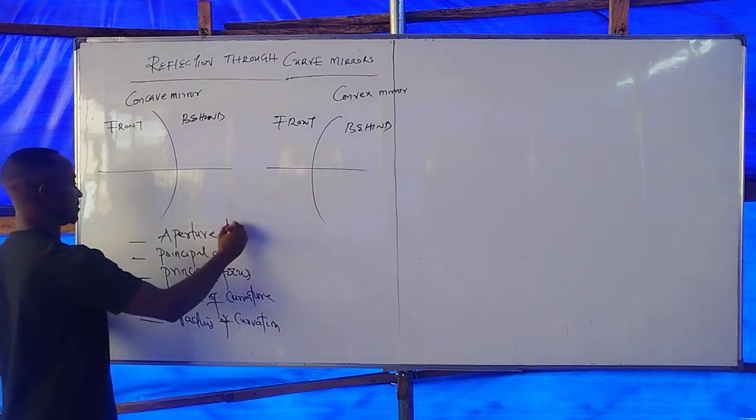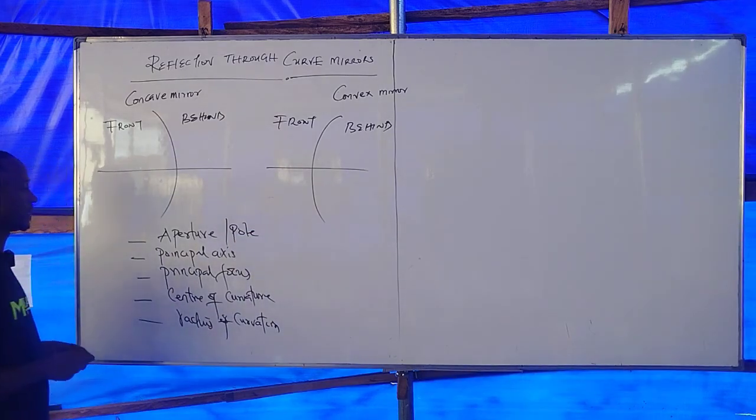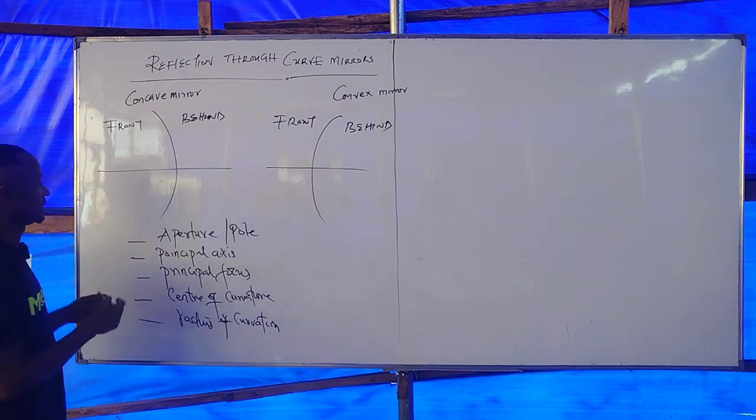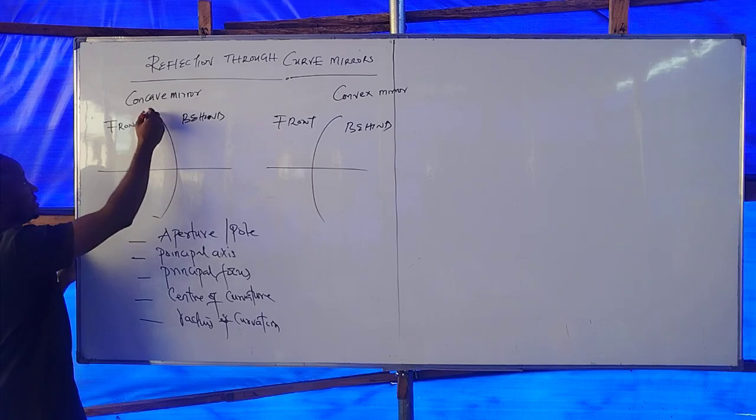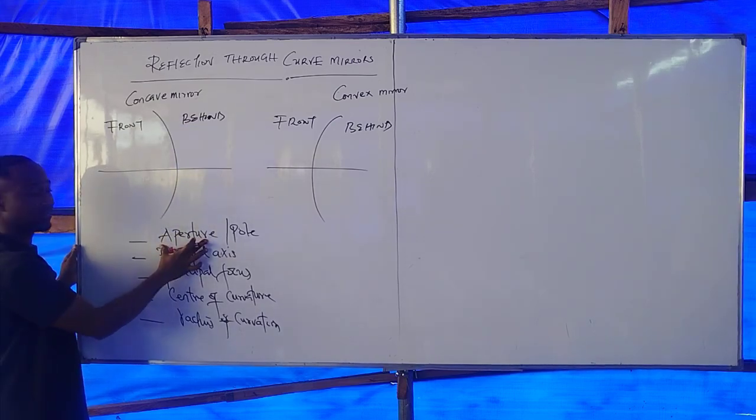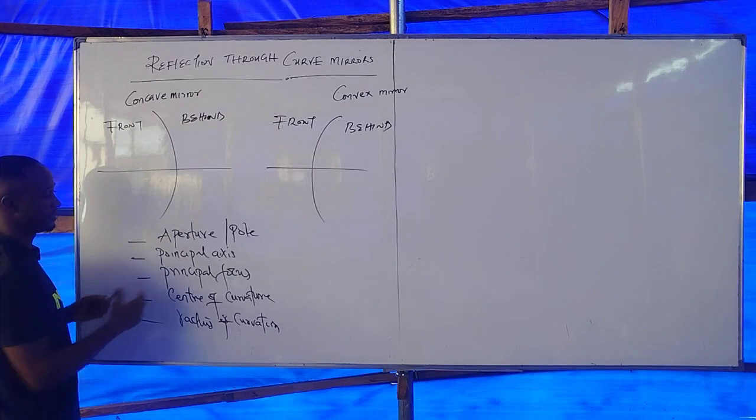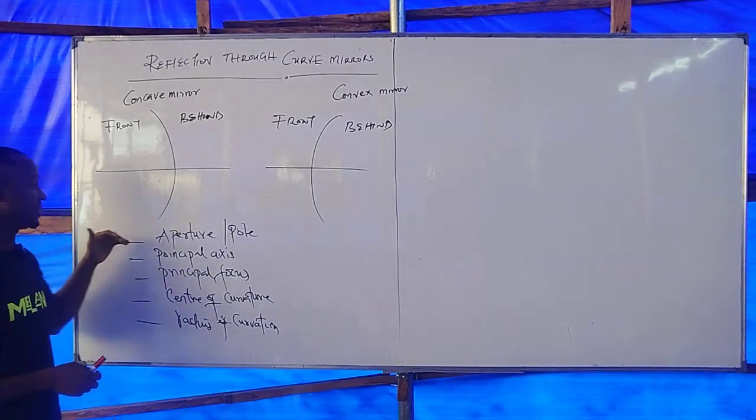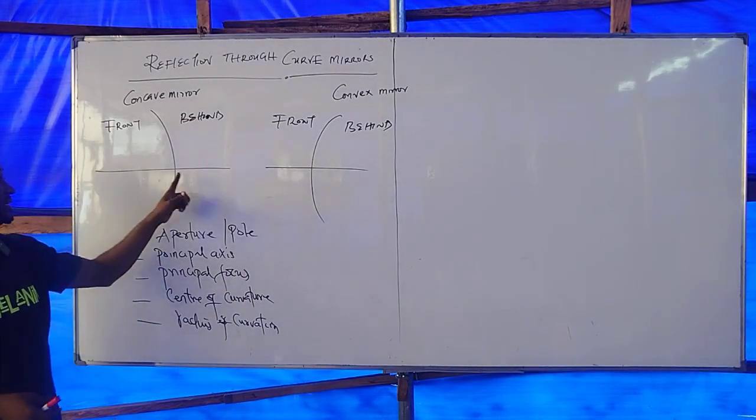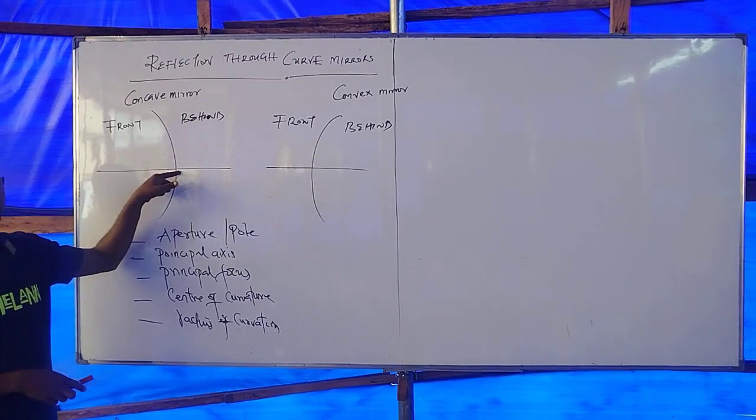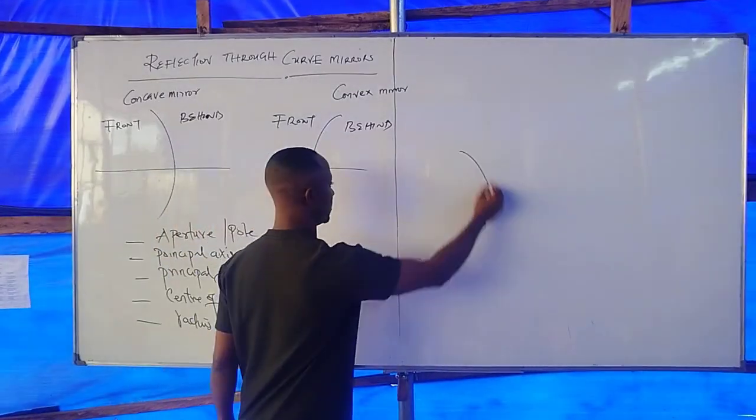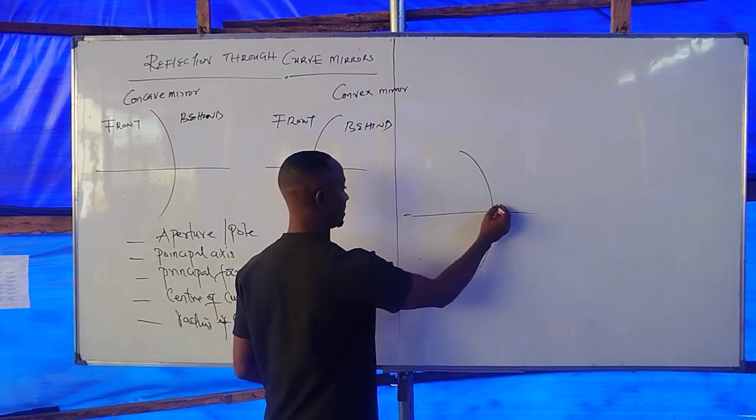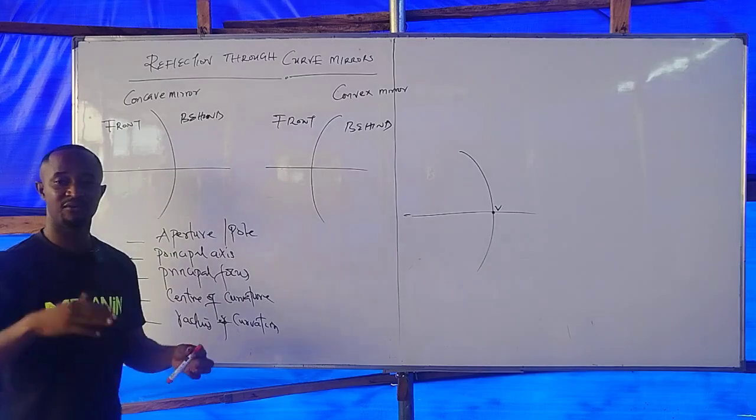The aperture is the pole. The aperture talks about the width of the mirror. If I have a mirror with a width here, the width represents the aperture. Then the principal axis is a line that divides the curve into two. It is a line that passes through the center of the mirror. In a parabola, we call this part the vertex. So the line that passes through the vertex is called the principal axis.